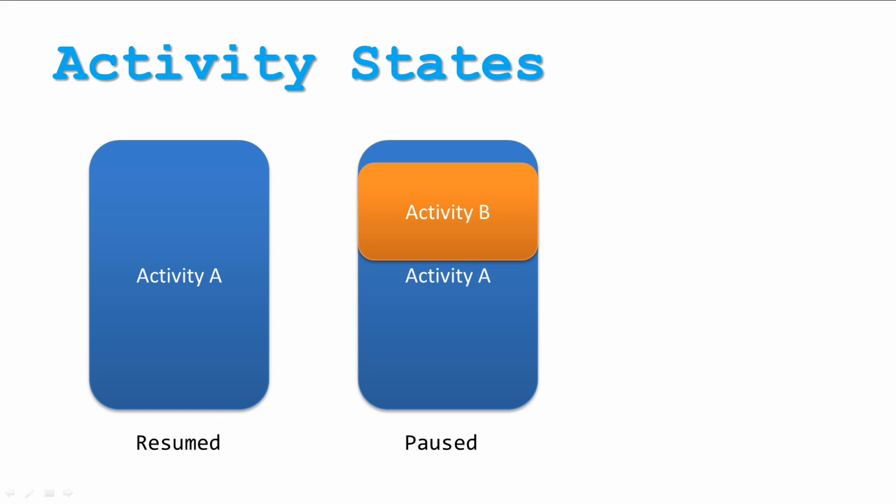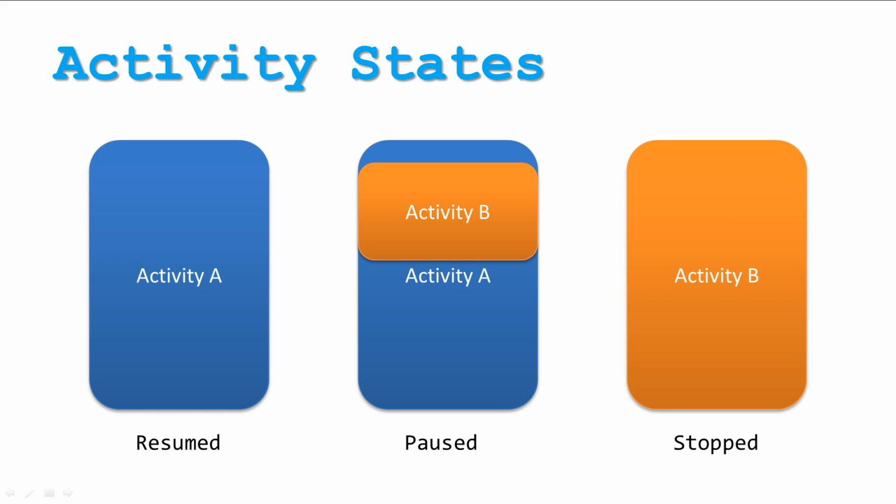A paused activity is completely alive and retains its state, but can be killed by the system in extremely low memory situations. Stopped: the activity is completely hidden by another activity and is now in the background. A stopped activity is also still alive, but is not attached to the window manager. Since it is no longer visible, it can be killed by the system when memory is needed elsewhere.